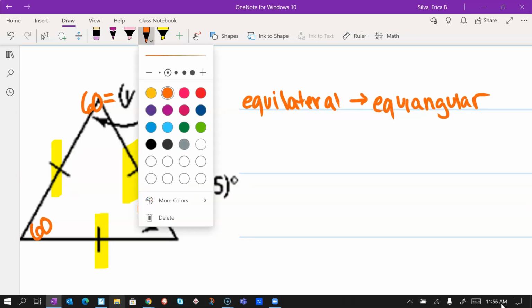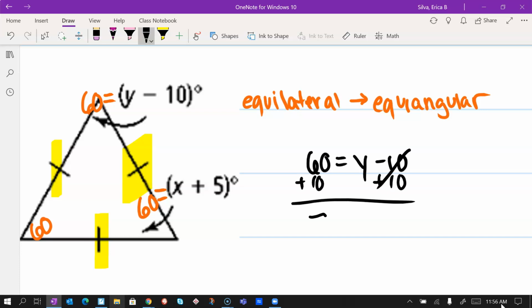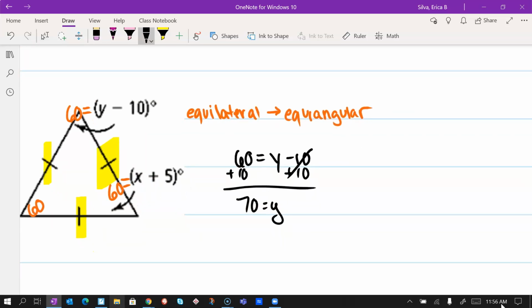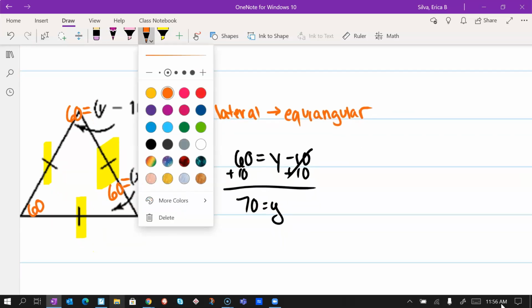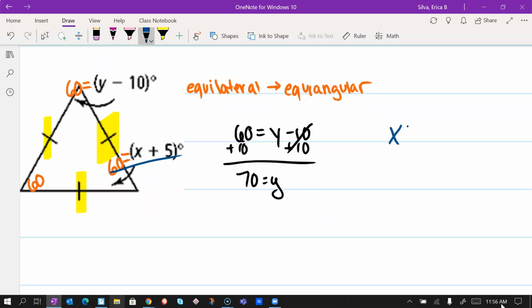We already have them on there. What's my first equation? 60 equals y minus 10. So let's solve for y first. So we've got y is equal to 70. And then what's my second equation? This one right here, where it's x plus 5 equals 60. And we get x is 55.